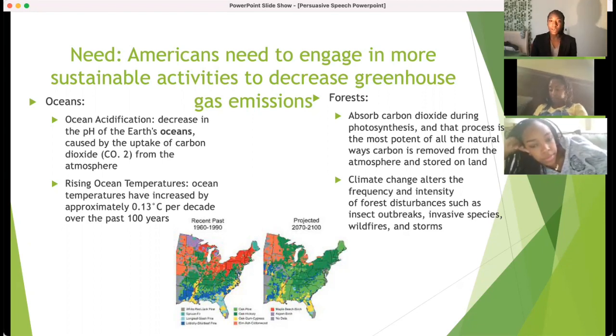Also on our forest populations, since forests worldwide take up around a third of all the carbon dioxide in the atmosphere during photosynthesis, not being able to do this process can be detrimental and disrupt the normal forest processes, including providing insect outbreaks, invasive species, wildfires, and storms.